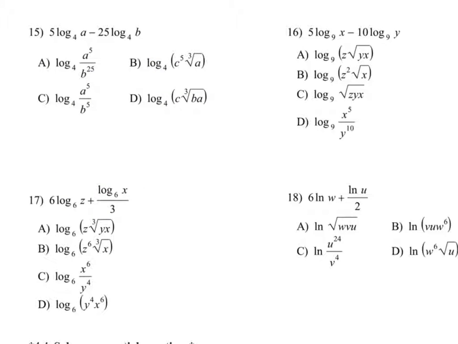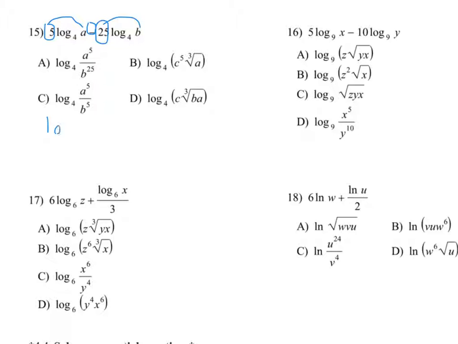In number 15, it's the same kind of thing, but now we have a minus sign there, which means that second log is going to be in the denominator. So any positive log is going to be in the numerator, and any negative log is going to be in the denominator. We also have some powers here, so we're going to need to use that power property. So that power of 5 is going to be the exponent on the a, and that power of 25 is going to be the exponent on the b.